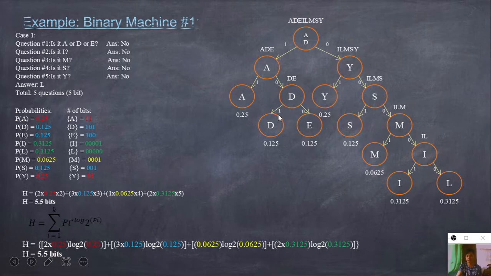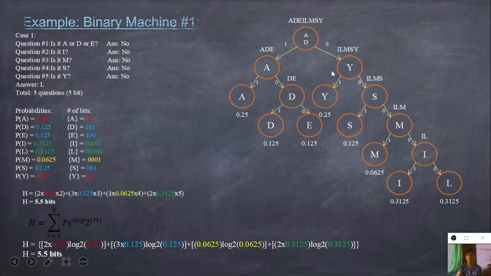For D, if yes, we see that it is 1. So yes, D is predicted. So for 0, we predict E. So E is not predicted, or 0 value, 0.125.